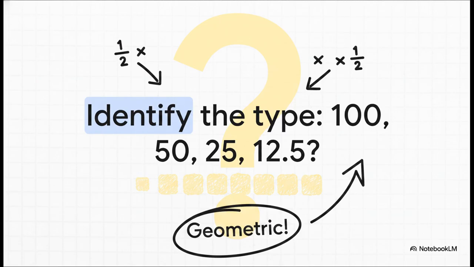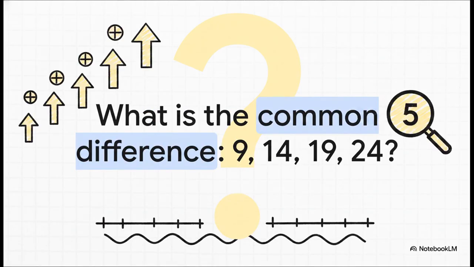Question 2. Identify the type. 100, 50, 25, 12.5. Notice how the numbers are rapidly shrinking? If we divide 50 by 100, we get 1/2, or 0.5. 25 divided by 50 is also 1/2. We are consistently dividing in half. That is a steady multiplier of 0.5, which makes this geometric.